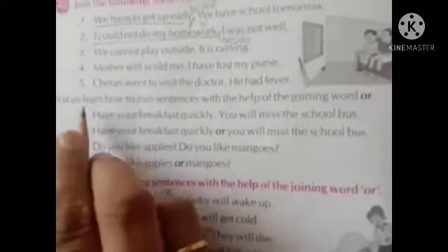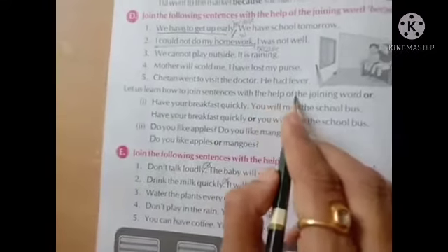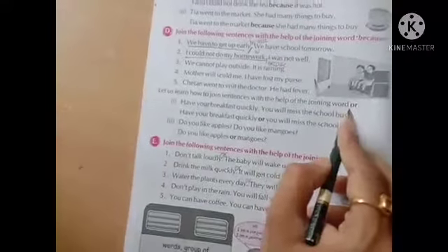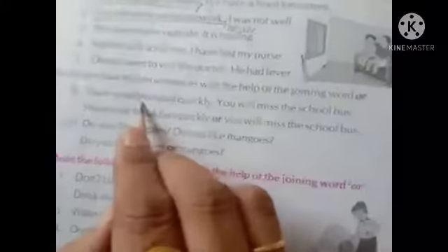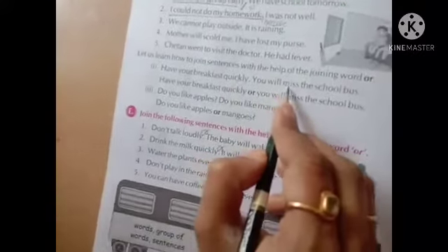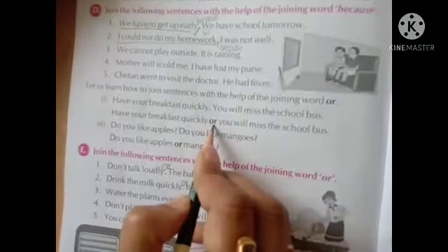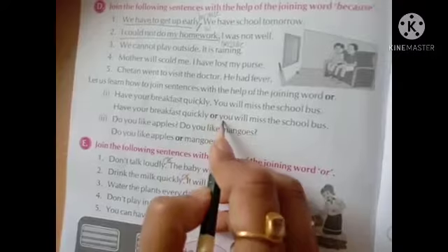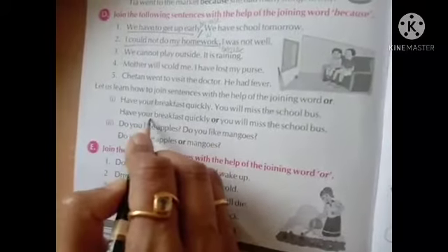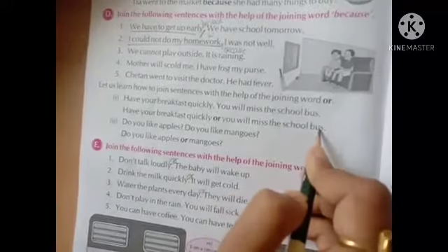Now next one, learn how to join sentences with the help of the joining word or. Have your breakfast quickly. You will miss the school bus. Remove the full stop. Write or. Y become small. Have your breakfast quickly or you will miss the school bus.